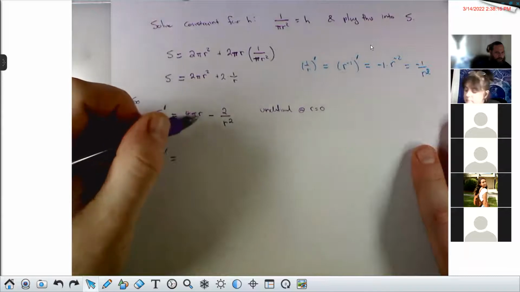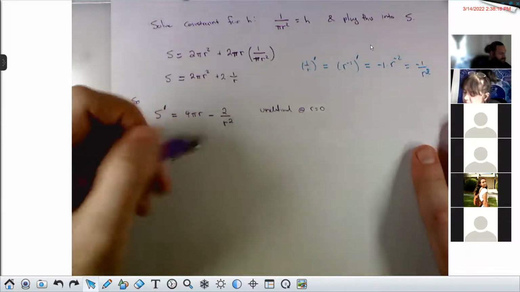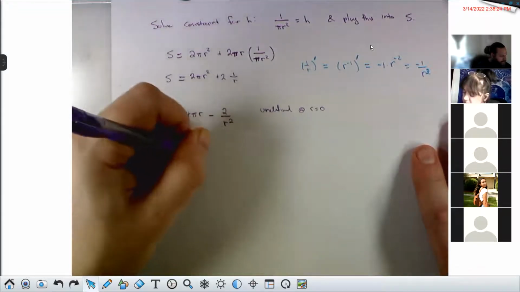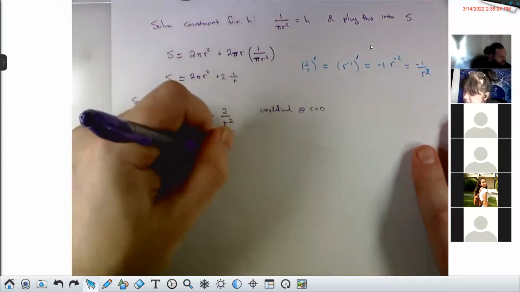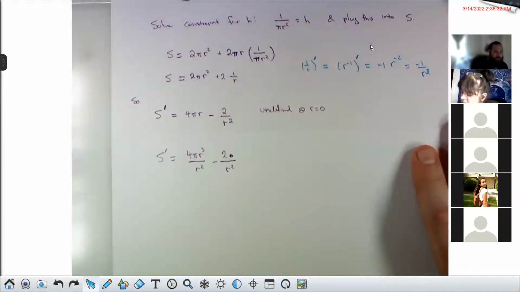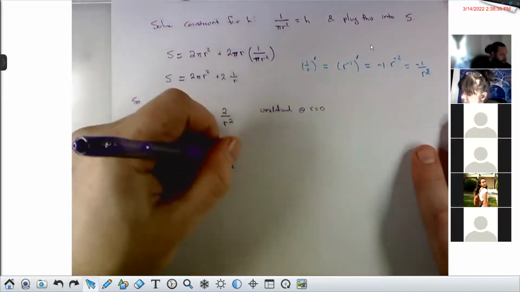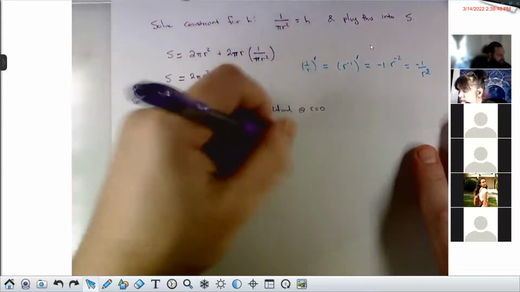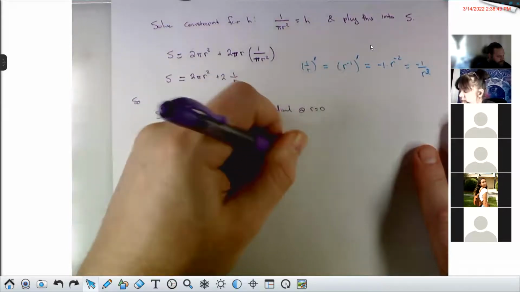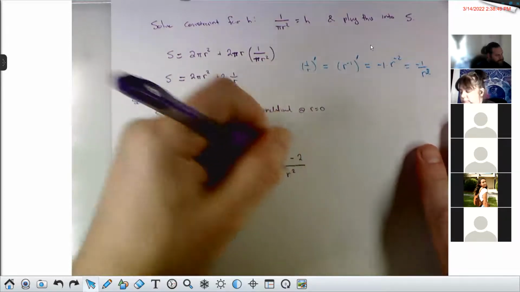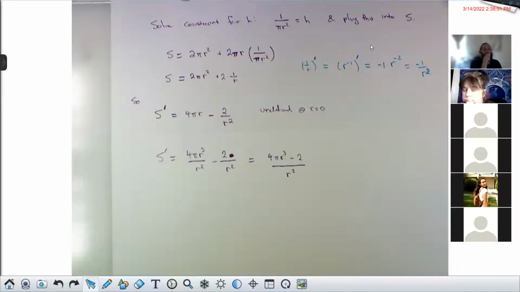So 4 pi r minus 2 over r squared. If I multiply by r squared over r squared, that becomes 4 pi r cubed over r squared minus 2 over r squared. And that is 4 pi r cubed minus 2 over r squared. So again, definitely undefined at 0.